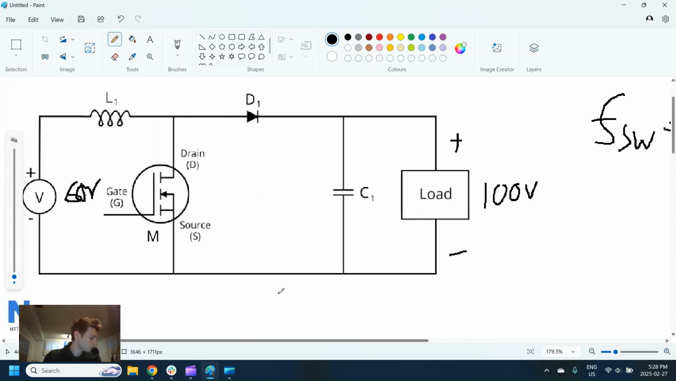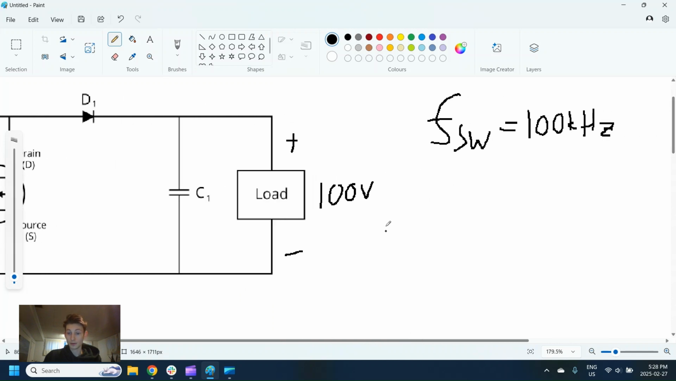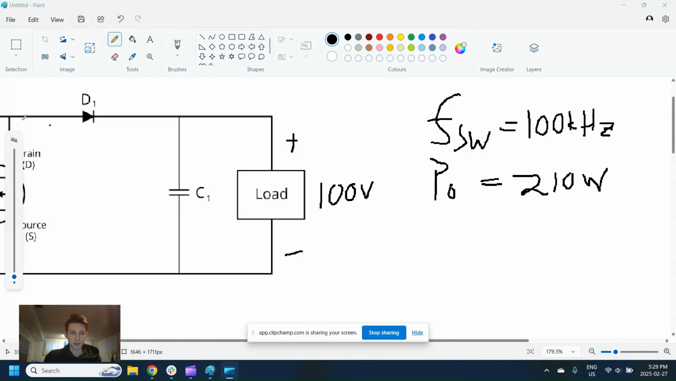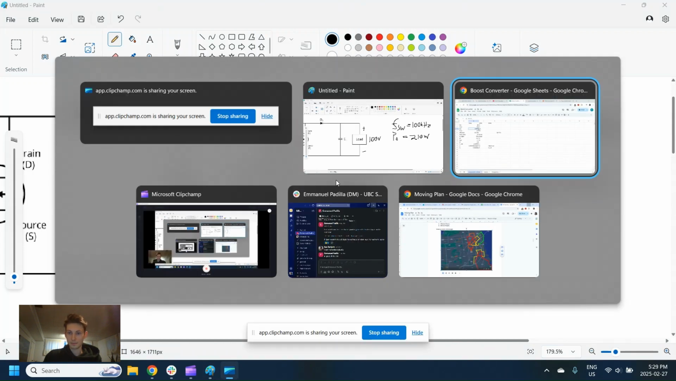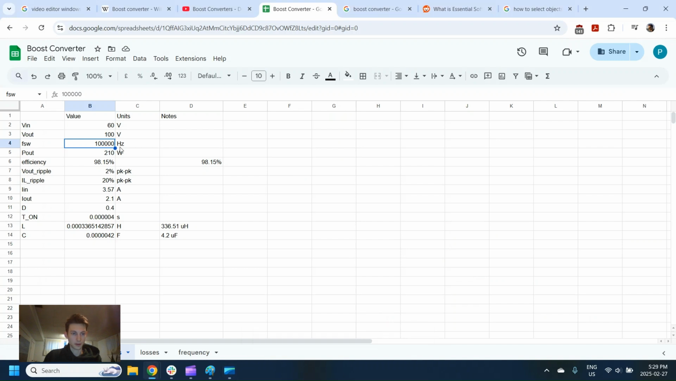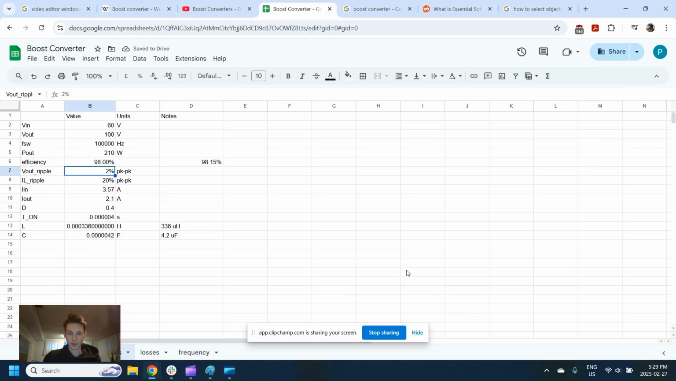What else do we define here? Oh yeah, output power we're going to say is 210 watts. Again, this is just based on the power supplies that we have, and this is a reasonable number that we came up with. Our efficiency, we'll round this down a little bit, so 98% is going to be our efficiency that we're going to start with.